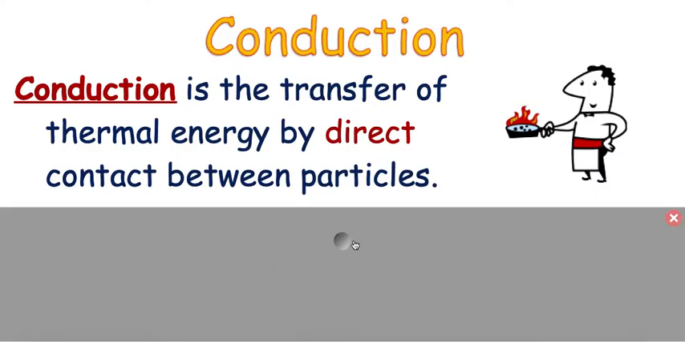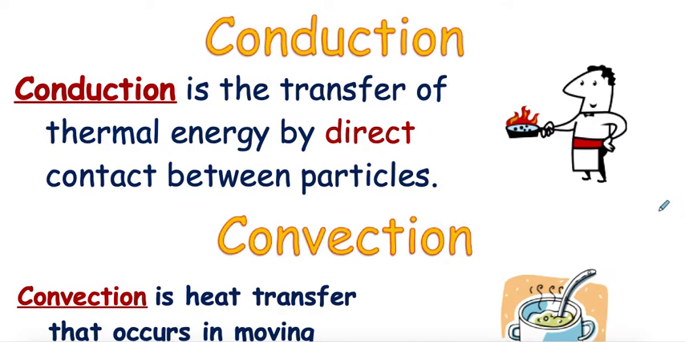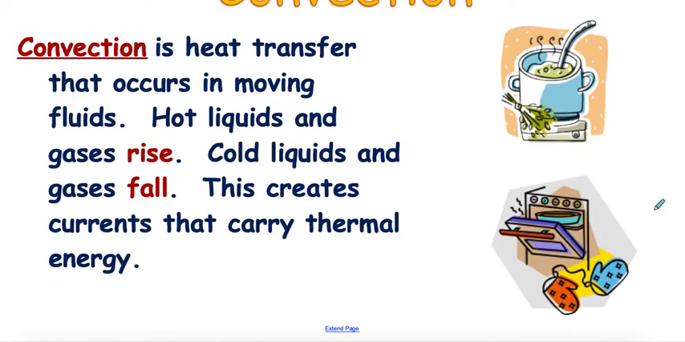So some definitions, things for you to write down. Conduction is the transfer by direct contact, which we talked about in the last slide. Convection is when heat moves, so heat rises. This would be like hot liquids or cold liquids. Hot liquids, the heat's going to rise. Cold liquids, they're going to fall because there are hotter particles below that would rise.